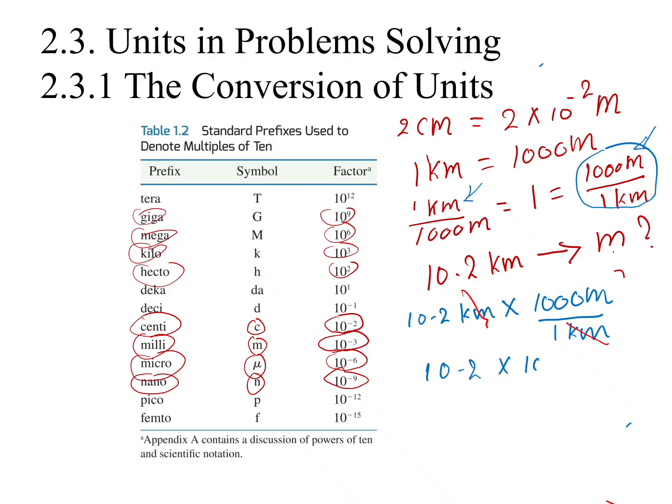10.2 times 1000 meters. So that means we have 10,200 meters. So you see, when you convert from one unit to another, you have to make sure you multiply your measurement with the fraction that would cancel out the units that we have before and gives us the unit we want at the end, like this.